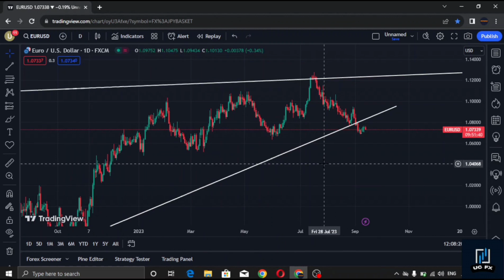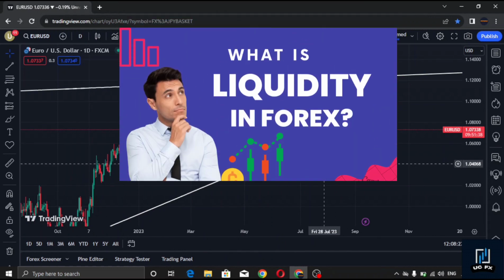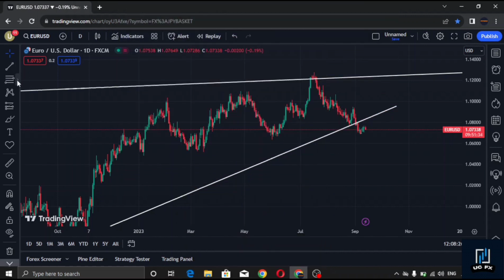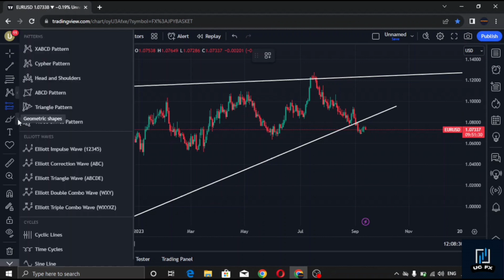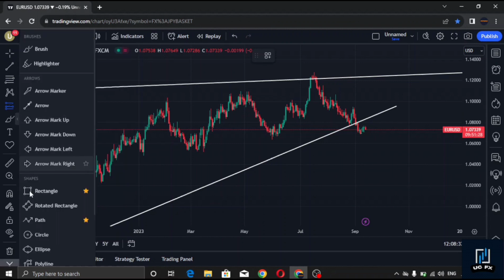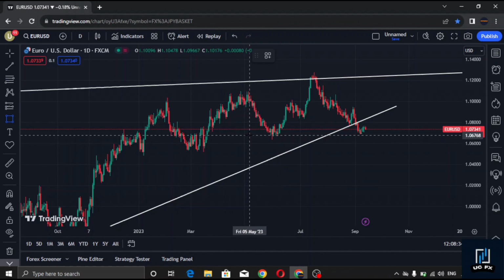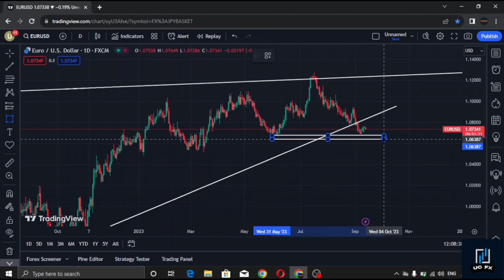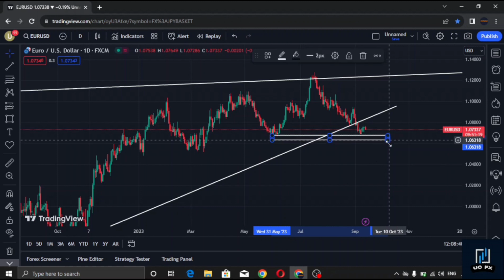If you don't know much about liquidity, I suggest you check out this video and learn more about it. So the market will come back to this area and give a kind of fake push, so that most traders would think that this area is going to hold as resistance.